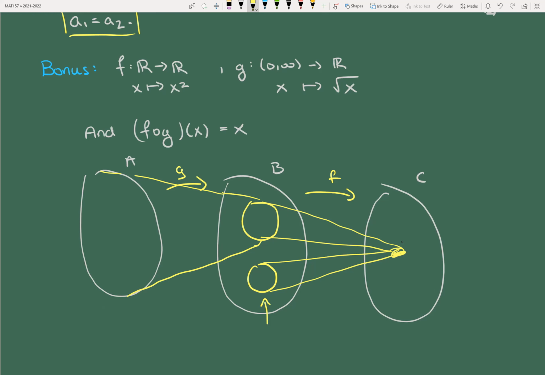Okay. What's the requirement for two functions to be composable? In order to compose two functions, you just need that the codomain of the inside function is the domain of the outside function. And really, you don't even need that. You just need that the codomain of the inside function is a subset of the domain of the second function, right? That's the only thing you really need.